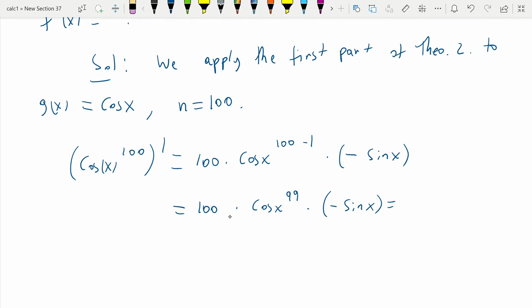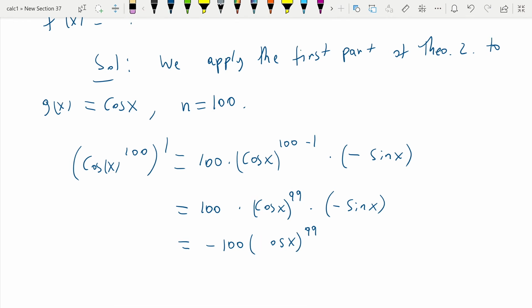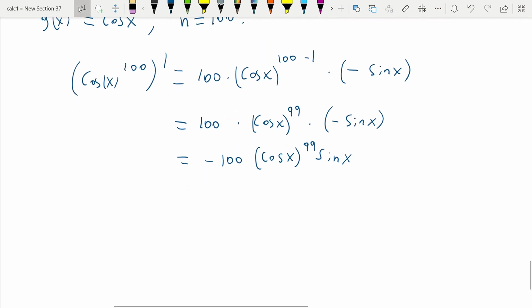Or what's the same, minus 100 times cosine of x to the 99. It's not x that's being raised to 99, but cosine of x. This is what the rule says. And this times sine of x.